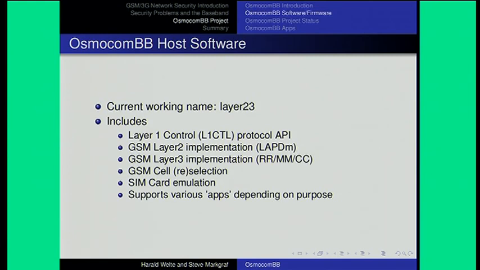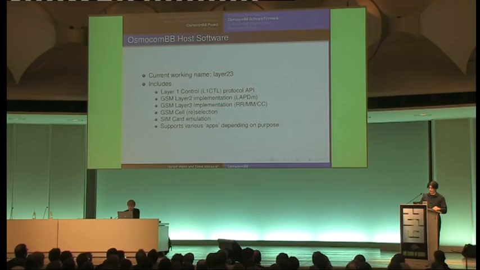Layer 23 is how we call the sum of all the host software programs. Layer 23 is layer 2 and layer 3, and 23 is a good number, so that's why it's called layer 23. It uses this layer 1 control API to control layer 1 on the phone, and it implements, as I said, layer 2, layer 3, cell reselection, SIM card. We can access real SIM cards. We can also emulate SIM cards. And we have support for various apps, and we'll talk about those apps in a minute.